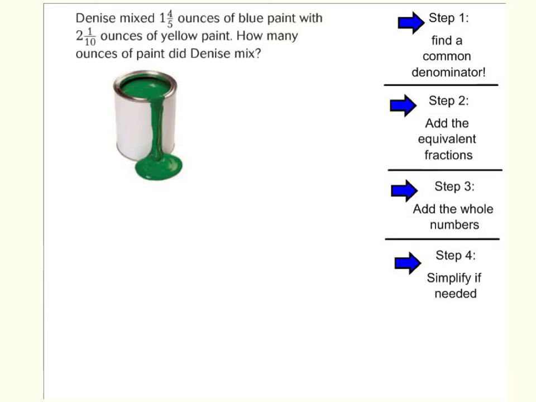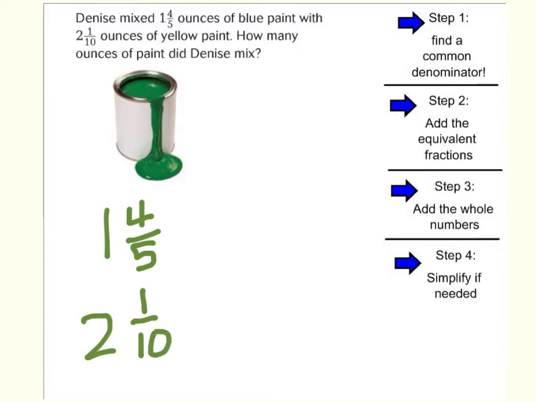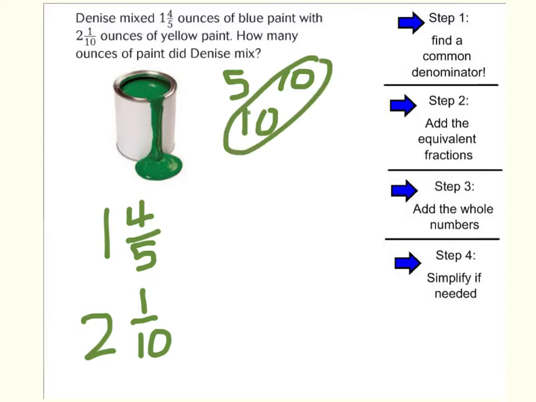Let's think about our steps. Step 1, we have to find a common denominator. So I have 1 4/5, and I have 2 1/10. So I need to find which multiple would work for both fractions. If I listed the multiples of 5, 10, actually I can stop at 10 because I know my other denominator is 10. So therefore, if I listed the multiples of that number, I would have 10 as my least common multiple.